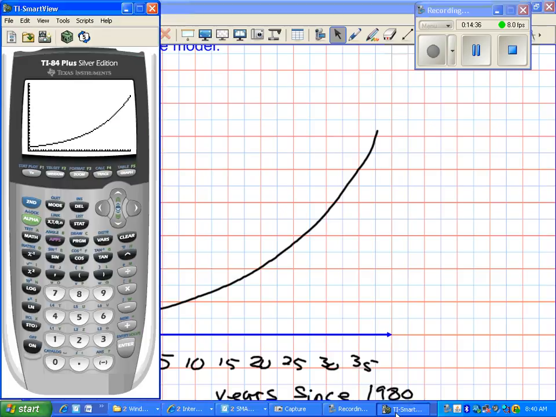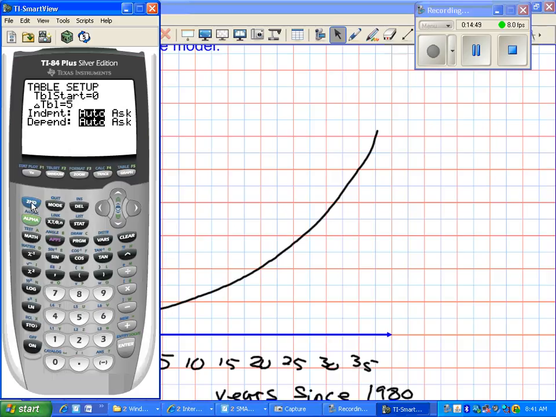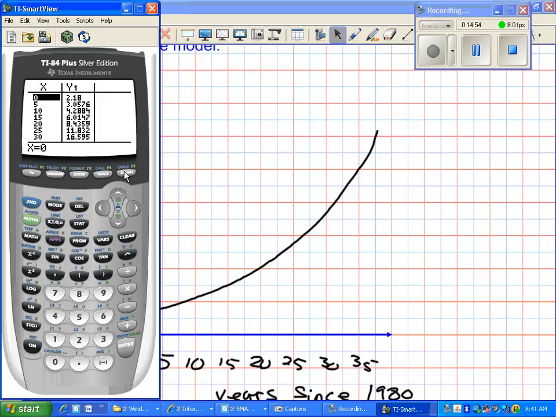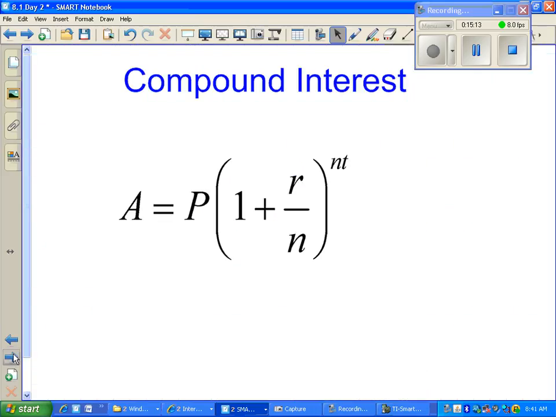I could be more specific. I could definitely go to my table and actually plot points. I could even hit second window, go to table set, and make this count by 5s, just like my graph does. And I could even plot 0, 2.18, 5, 3, 10, 4.3, 15, 6, and so on, and see where this graph actually goes. I could be a lot more specific when it comes to graphing these. Okay? Questions on graphing this type of a problem? Notice I do want you to use your calculator. It's a nice thing to have and to use.